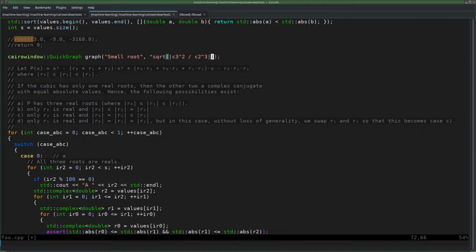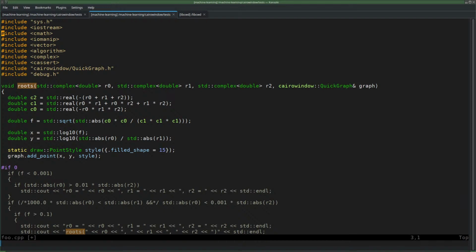Or the norm. It could be complex, I think. No, it's not complex, just the absolute value. These are the cubic coefficients, so they are real. And then vertically we have, oh, it's even the log 10 of that. Okay, the log 10 of the absolute value of R0 divided by R1 at the moment.